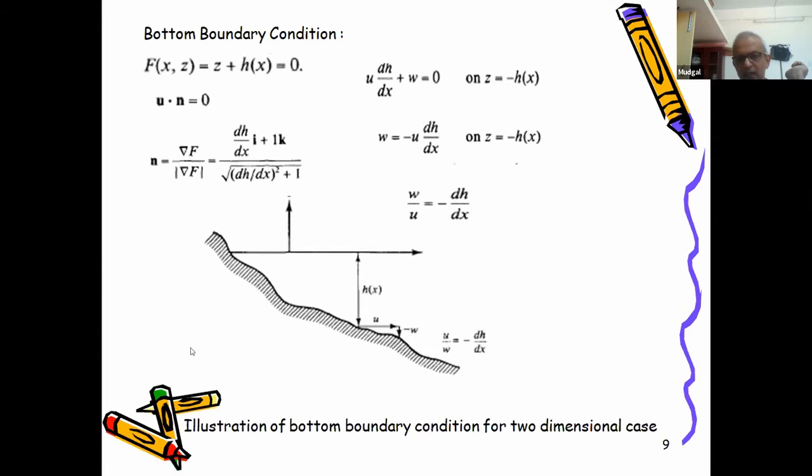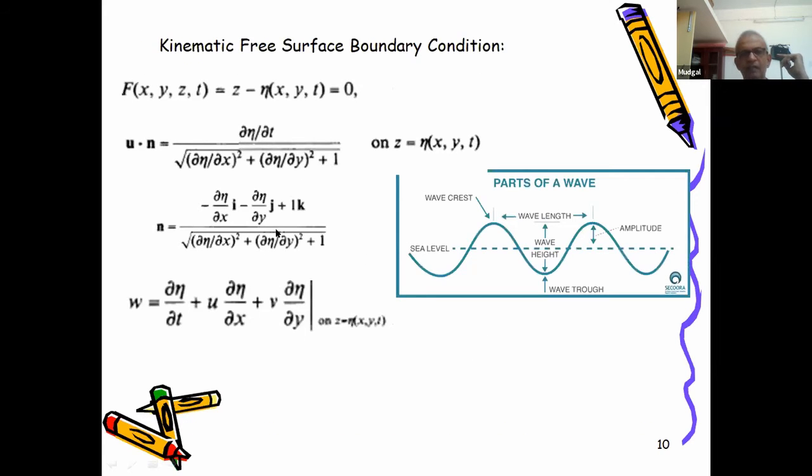Then the velocity at this point is nothing but the tangent at this point. So it has a component of u and minus w, and that is why this minus sign comes. So this is about the bottom boundary condition. Then you also have two boundary conditions on the free surface: one is called the kinematic free surface boundary condition, and the other one is the dynamic free surface boundary condition.